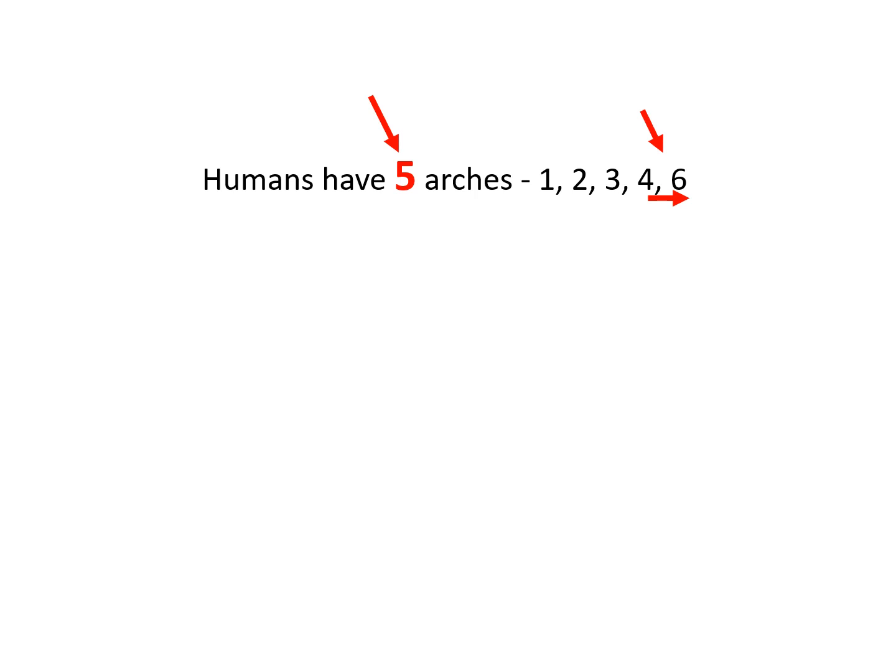Now let's write remarks about what we have seen. Humans have 5 arches: 1, 2, 3, 4, and 6. There is a missing number 5 which is not developed in the human.